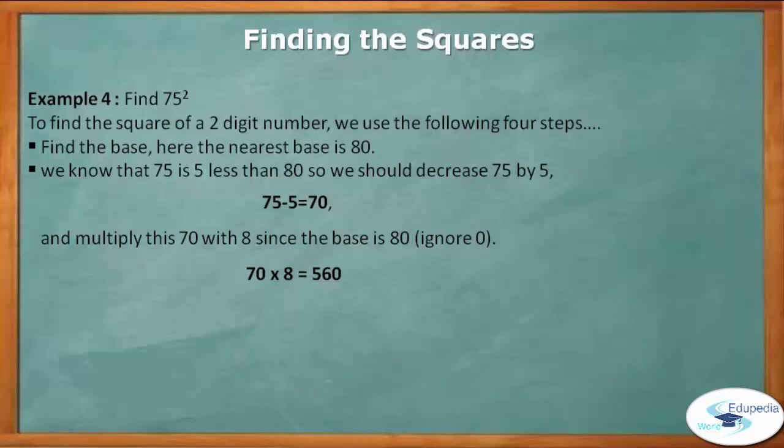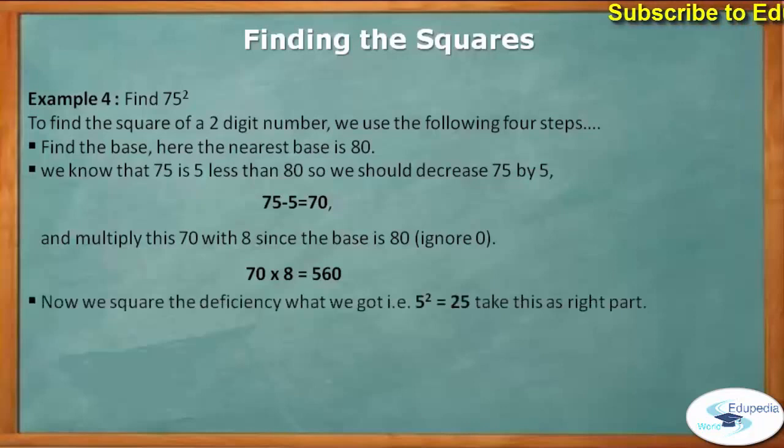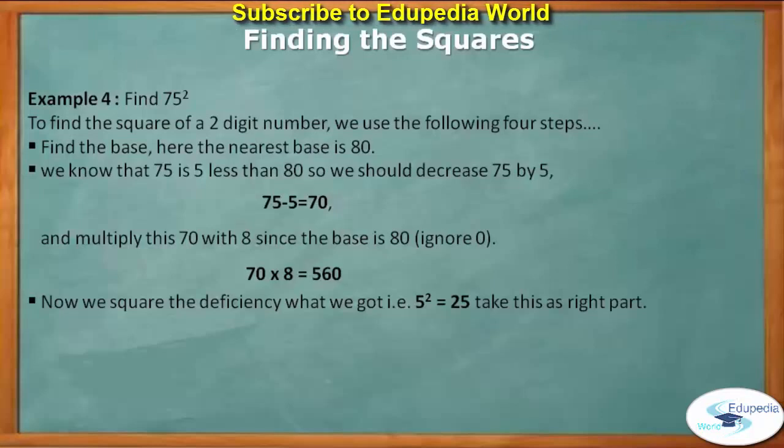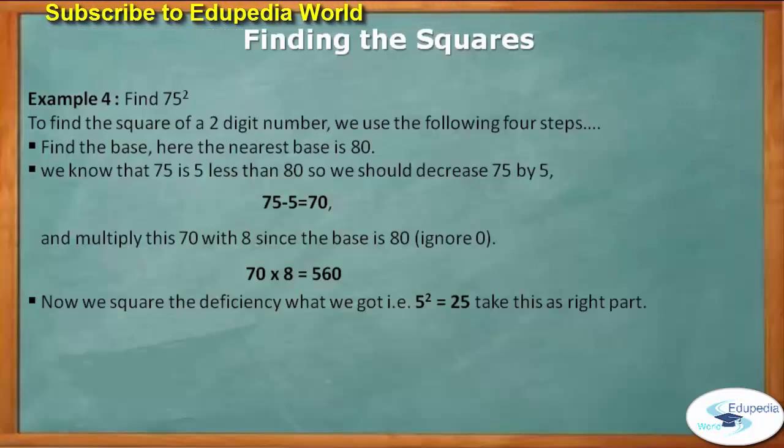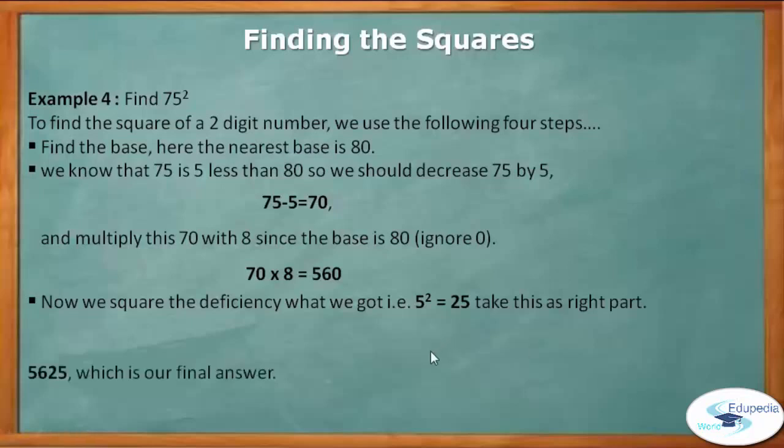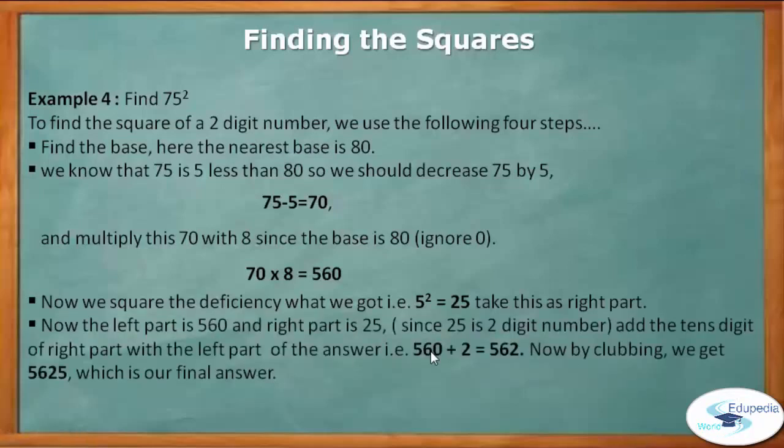Moving further to step number 3, we have to square the deficiency we have got. Here we have 5 as our deficiency, so we have to square the number 5. By squaring 5 you will get 25 as the answer, and we take this as the right part of our answer. Moving further to step number 4. Now we are going to observe the left part of the answer, the right part of the answer, as well as the base we have got, that is 80.